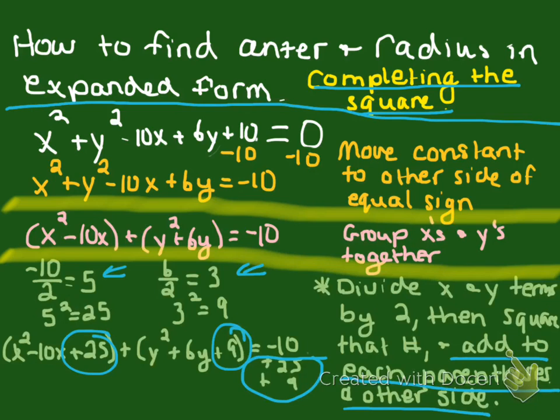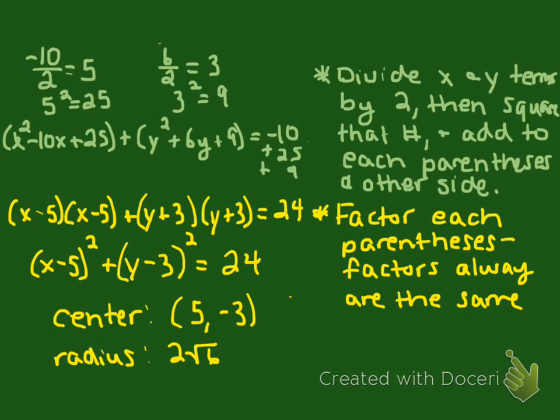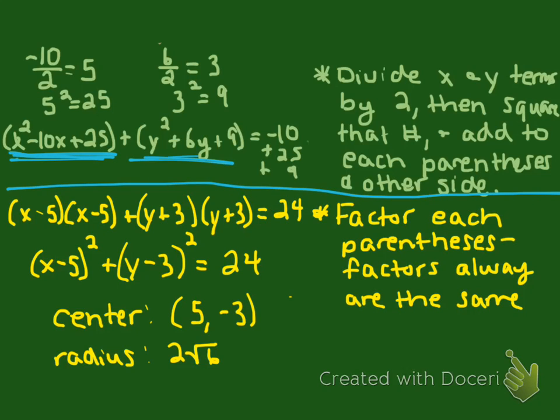Okay, now we've got some more steps, so I'm going to go to the next page. I left my green step up at the top. You'll see I've still got where I added it to the parentheses and where I added it to the other side of the equal sign. Now, your last step is to factor each parentheses, but this time it's going to be super, super easy because the factors are always the same.